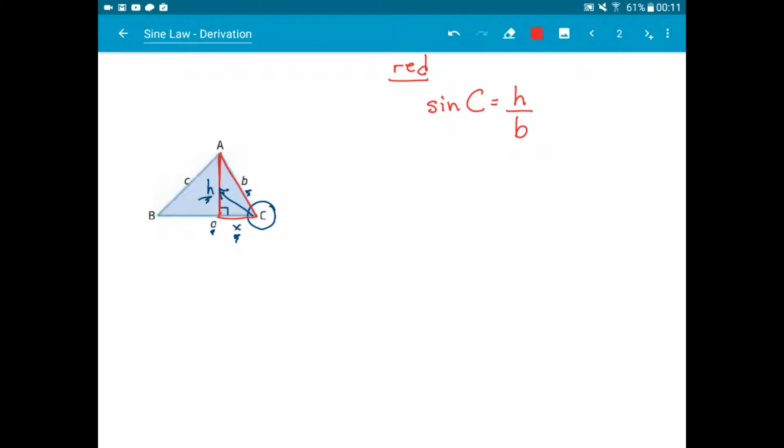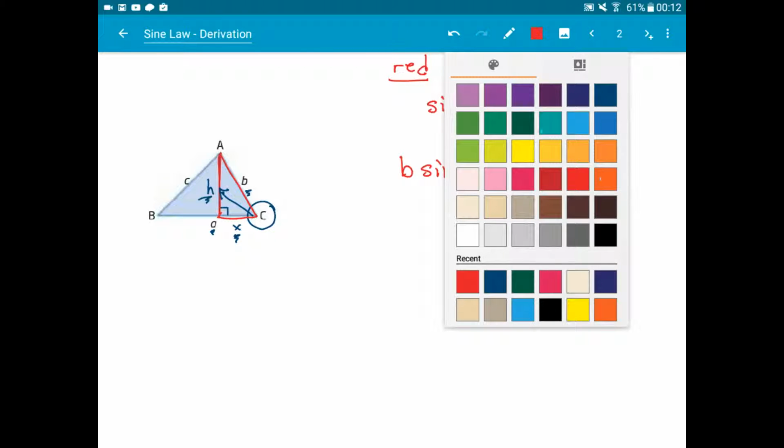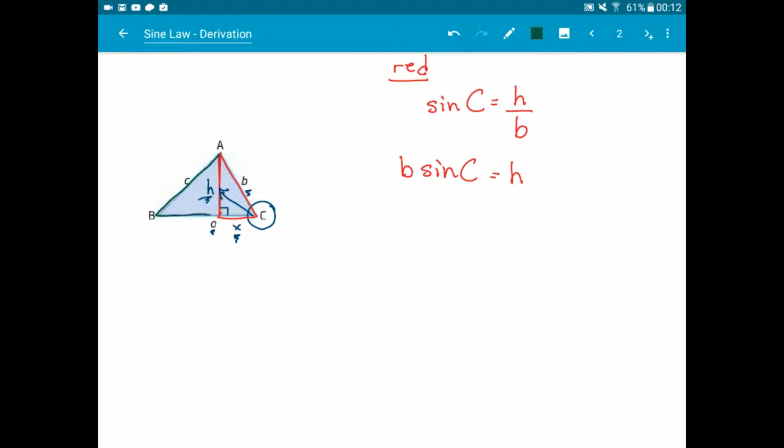So I'm going to multiply both sides by B now. I'm going to get H is equal to B sine C. I'm just going to leave that as the information that I know from the red triangle. Well, let's go over to the green triangle now. Let's make this one green. Okay, so there's our green triangle.